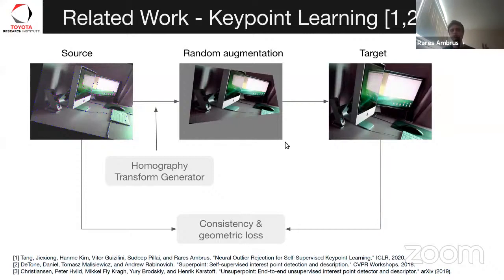As an example on this slide, we have the source image on the left. We generate a random homography, and we augment the image, obtaining a target image, as can be seen on the right. We extract keypoints on these two images, and we use the generated homography, which also acts as ground truth, to impose consistency or geometric constraints between the two images.